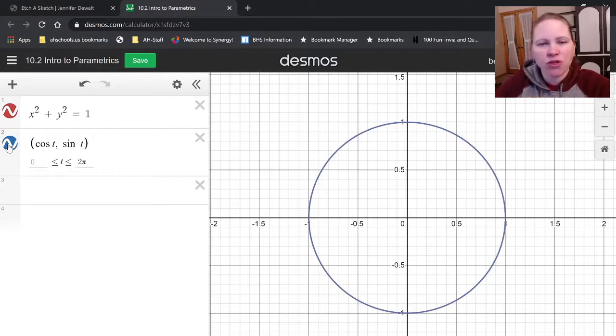The parametric way of graphing this simply says, here's my x-coordinate. It's defined by the cosine of t. Here's my y-coordinate. And so this is a picture of all the x and the y-coordinates defined by cosine and sine of the angle made with the x-axis.